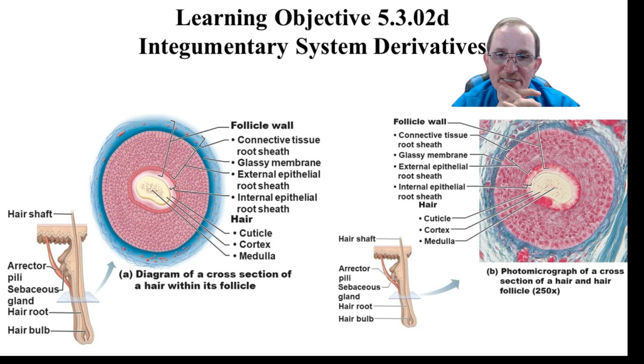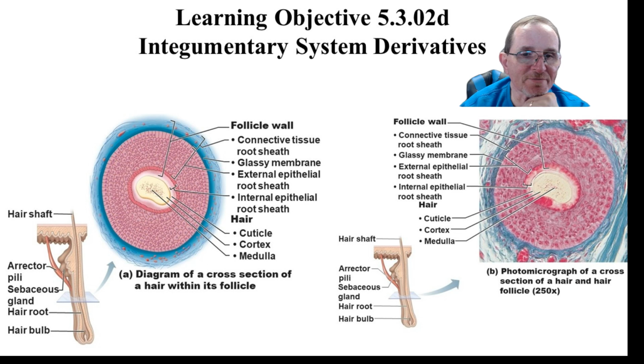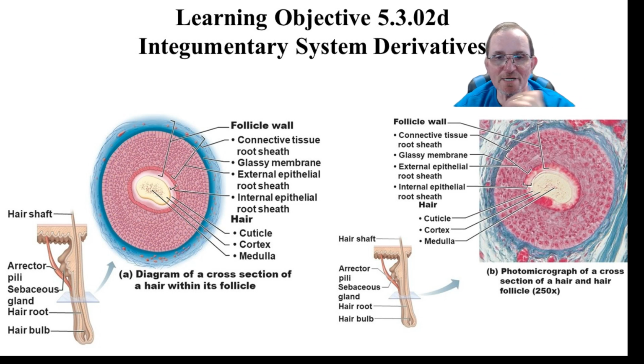The cross section, you can see this is a diagram, and of course this is an actual photomicrograph. The follicle wall, the connective tissue root sheath, glassy membrane. Some of this stuff is not on your lab list, so don't worry too much about it. It's just more or less giving you an indication. An internal epithelial root sheath, and then the hair: the cuticle, the cortex, and the medulla. The cuticle surrounds the cortex, which of course surrounds the medulla.